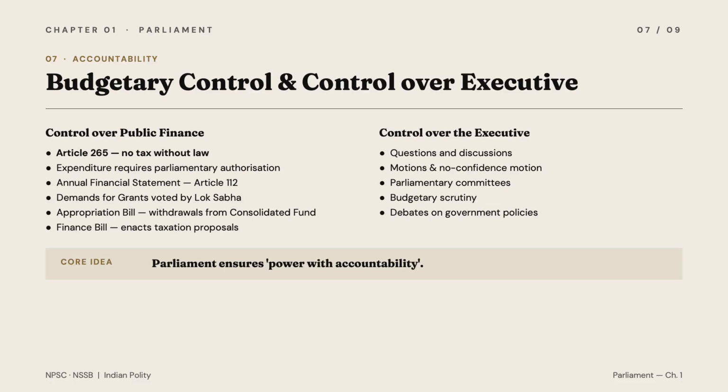Now, budgetary control and control over executive. So this, we look at control over public finance. So it talks about how the Indian Parliament has control over the budget and has control over the executive. How does the Parliament have control over public finances? Article 265, no tax shall be levied without law. Right? There should be proper law that authorizes the executive to collect taxes.